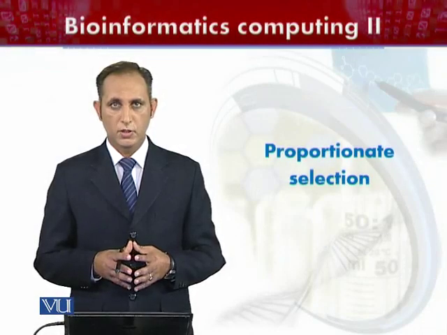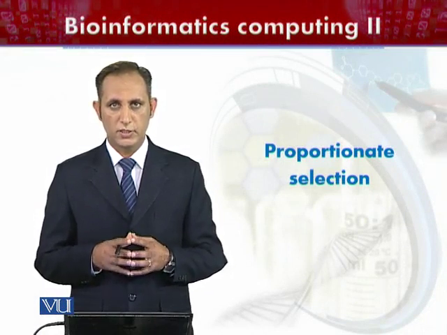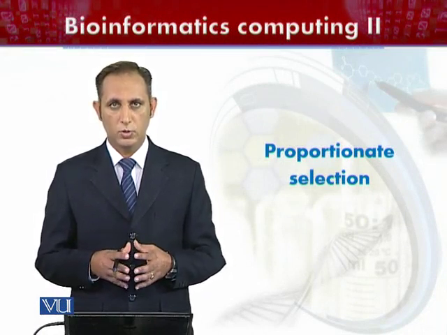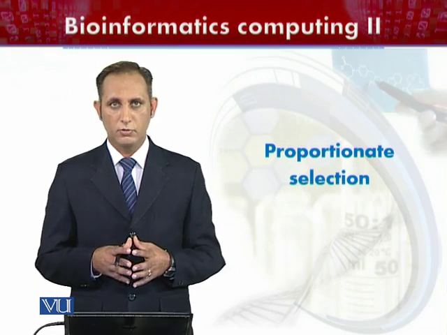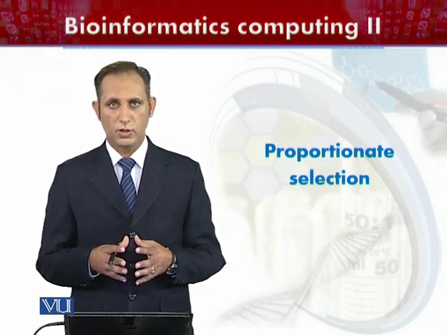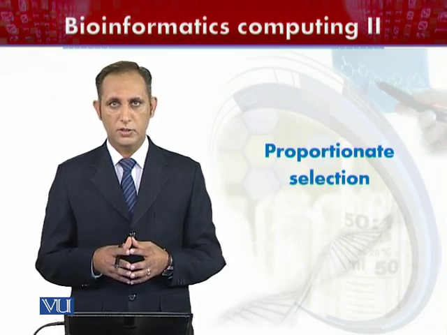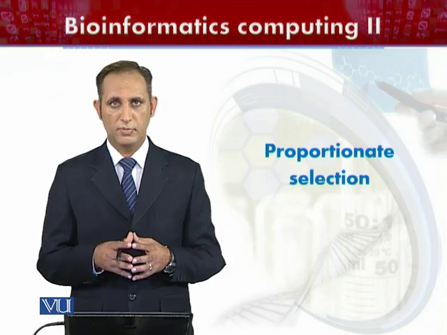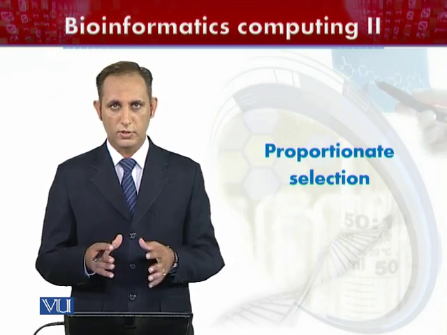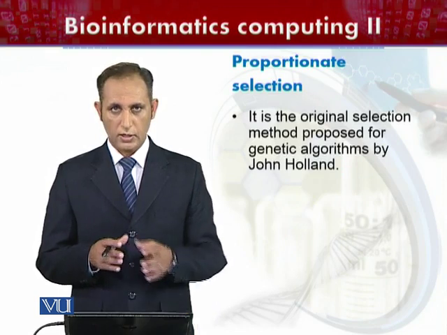Proportionate selection is also popularly known as fitness proportionate selection. This whole strategy is based upon the fitness of an individual. We apply a fitness score to the individuals of a population, and then the individuals are selected as parents for the next generation on the basis of that fitness score.